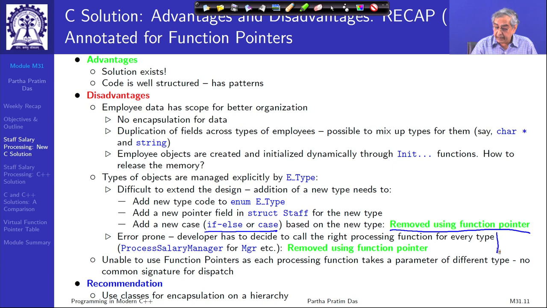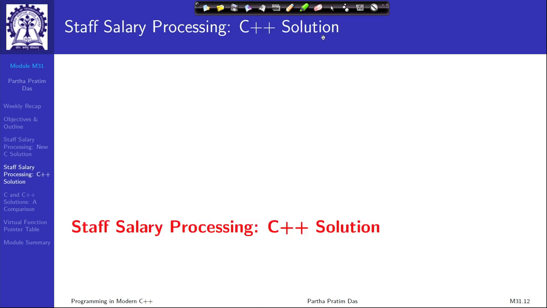Second, there is no chance of calling a wrong function now, because we have the function pointer strongly bound to the type for which it has been created. So, these two disadvantages disappear, which is a big gain, but certainly I still need to add the E type. I still do not have encapsulation, I still have repetition of field values and so on, for which the C++ solution would be the ideal, as we have seen.